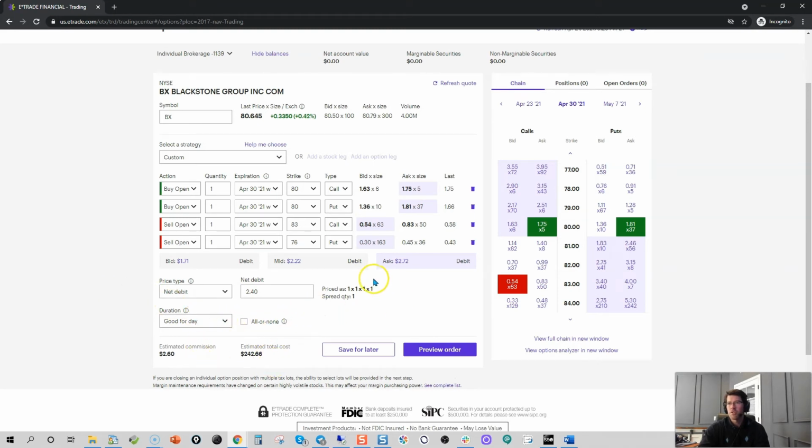And if it was able to get filled, so I'm curious here, right here it says we have the bid at 171, the mid at 222, and the ask at 272. So even if you were able to take this trade prior to the market close and this earnings comes out in the next 24 hours, you're probably able to get filled here at 240 or better.